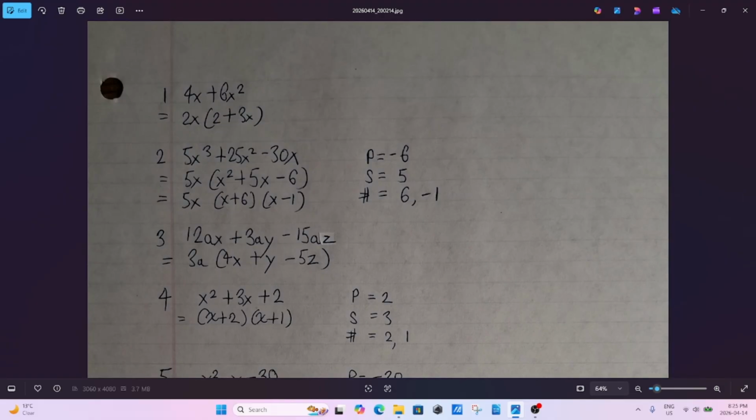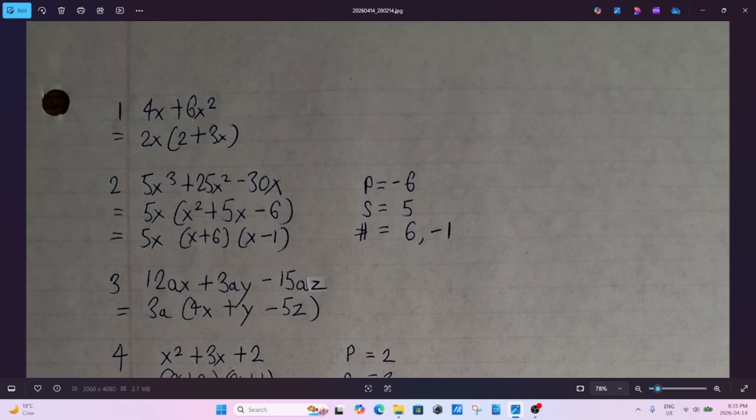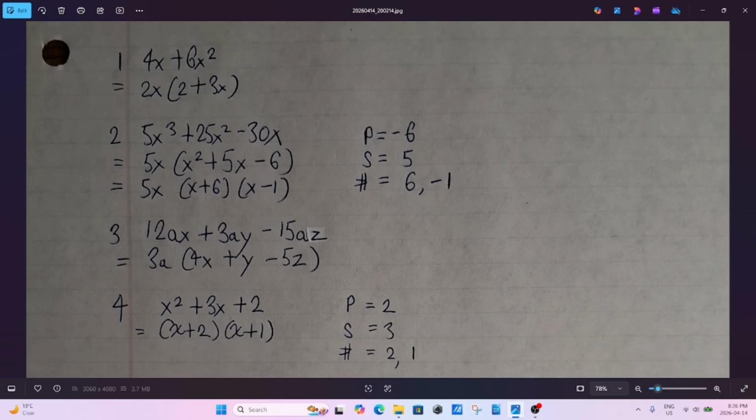Okay, question 1. Factor 4x plus 6x squared. So we can factor a common 2x out from the two terms.